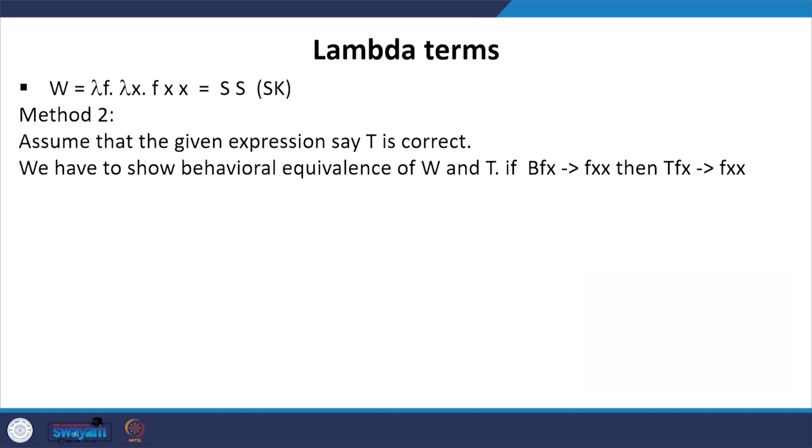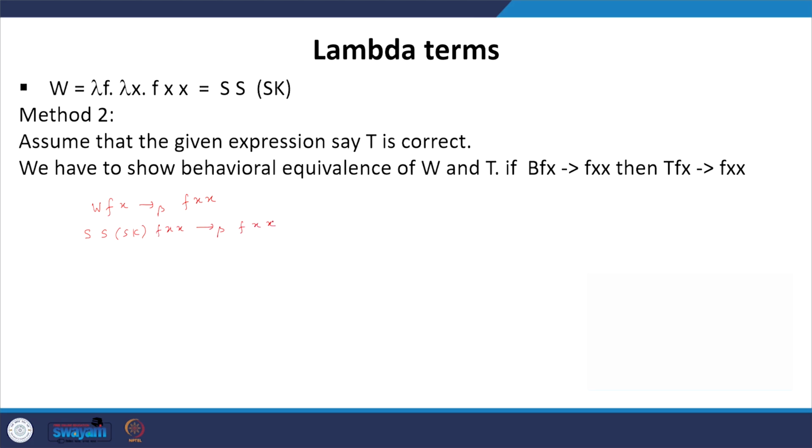This is lambda f dot lambda x dot fxx. This term we have possibly seen when we were doing self application. Again we assume that this is correct. So, we apply W. There are 2 parameters, f and x. Applying the parameters will give us fxx. So, we have to show that SSSK will also reduce to fxx when applied, this will give us fxx.